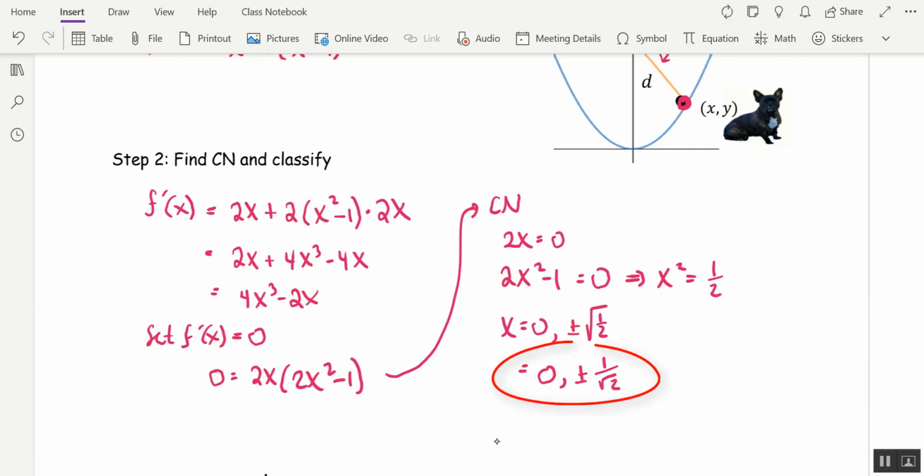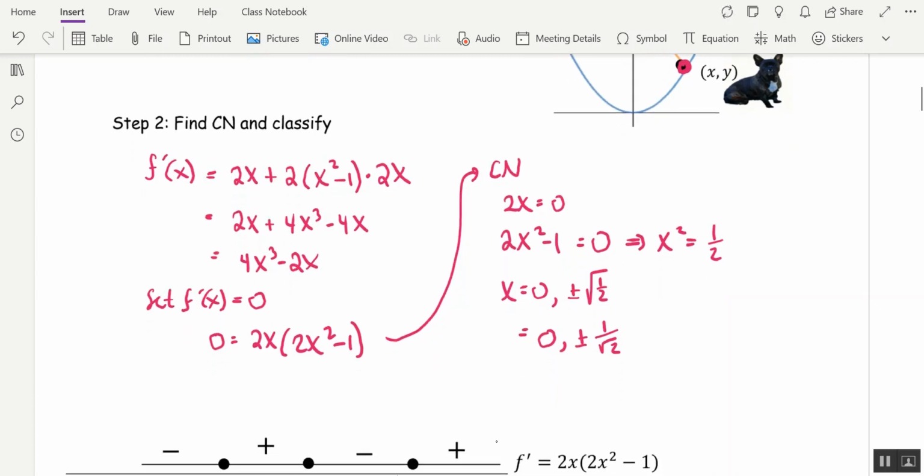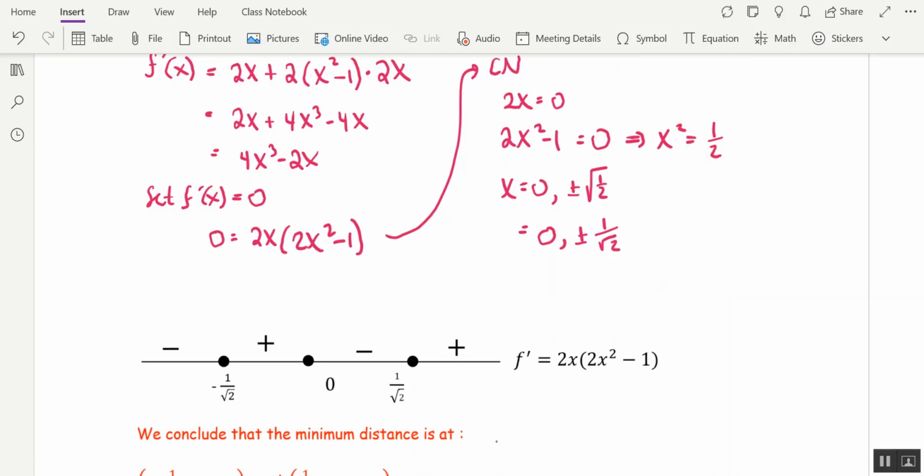So I've got 3 critical numbers, and I want to plot those on an f prime number line and look for local maxes, local mins using the first derivative test. And I went ahead to save time and I did that, and you should verify my number line.